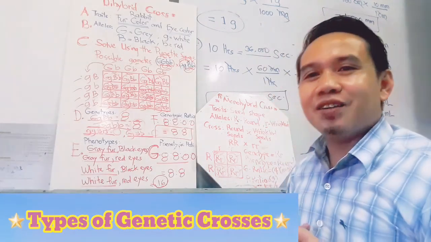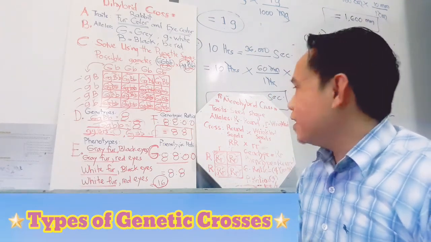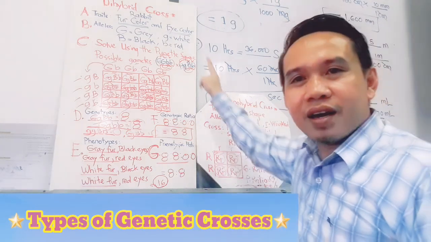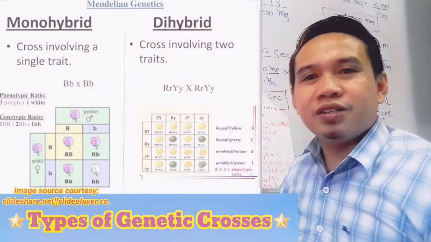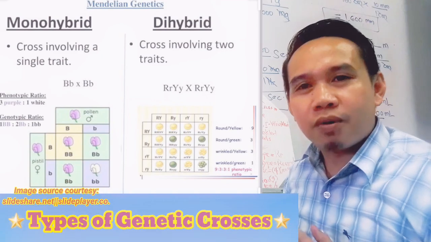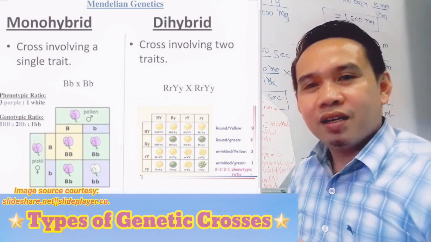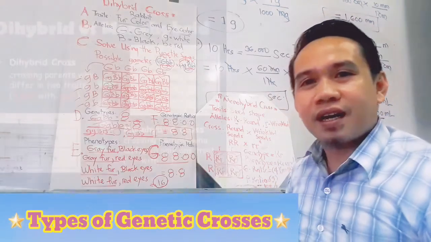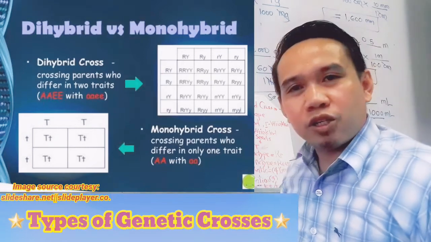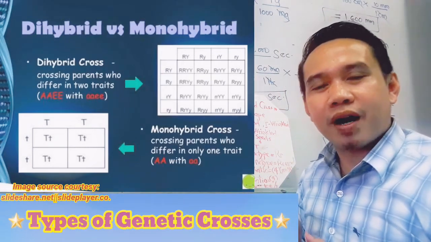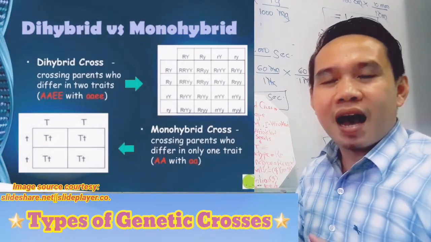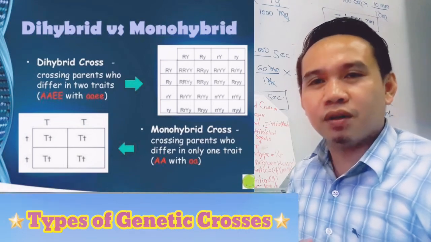For today's video, I am going to discuss the monohybrid cross and dihybrid cross under genetic traits and probability. Alright? At this point, I am going to explain the difference between monohybrid and dihybrid cross under Mendelian principle.